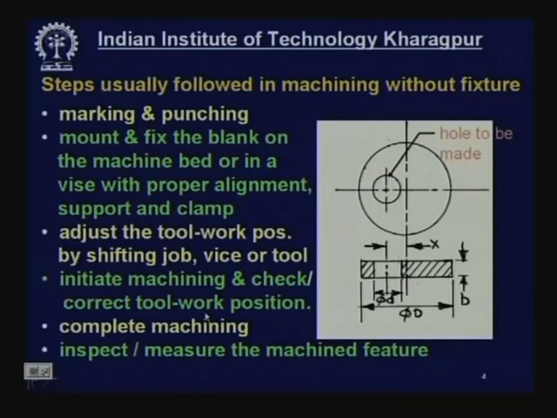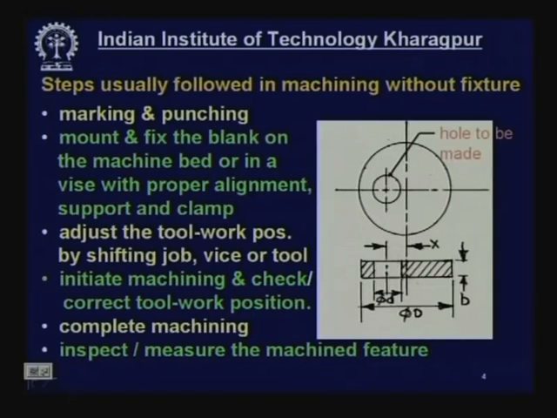Now, before we go into the design of jigs and fixtures, or decide whether we should go for jigs and fixtures, let us have a look into the steps usually followed in machining without a fixture. Still in many industries for 1 or 2 pieces, jobs are done without using any jigs and fixtures, and this is done on very conventional ordinary machines.